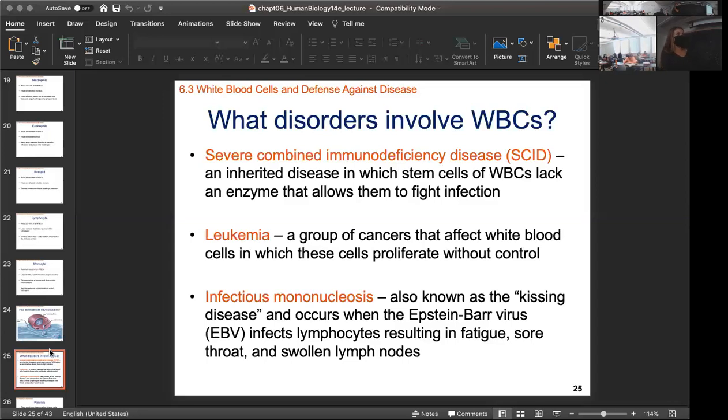Also, the last one is called infectious mononucleosis. If you've ever heard of just mono, that's what the last one is. Also known as the kissing disease. It's just kind of a myth that if you kiss somebody who has mono, then you get mono. That's why it's called the kissing disease. It occurs when the virus infects your lymphocytes, and it results in fatigue, sore throat, swollen lymph nodes.